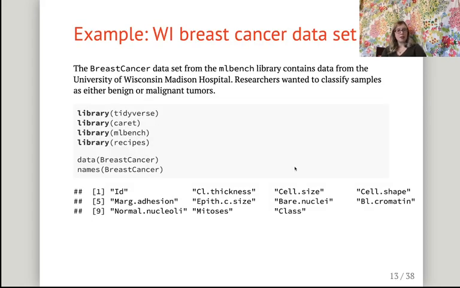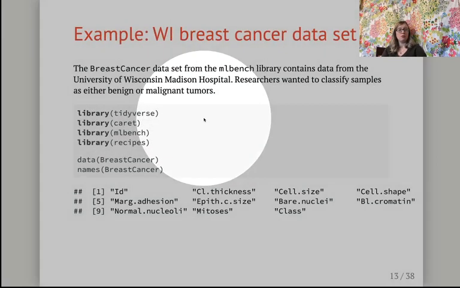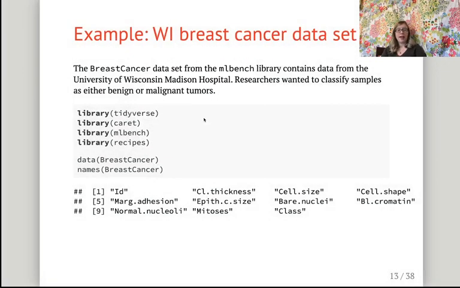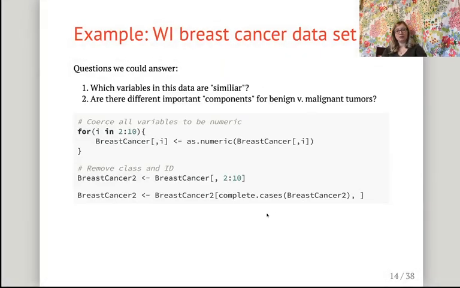So let's look at some examples. We'll start with the breast cancer data set from the mlbench library. We've seen this data set before. It was something that researchers used to classify samples as either benign or malignant tumors. So we have variables representing the cell thickness, cell size, shape, etc. And then we actually have some known classes for this data.